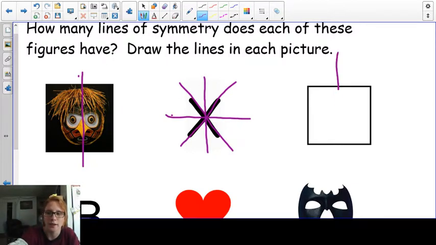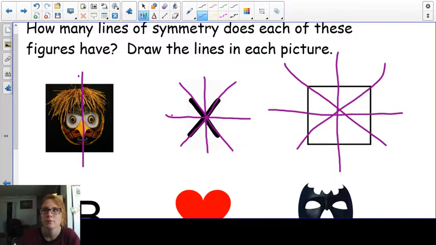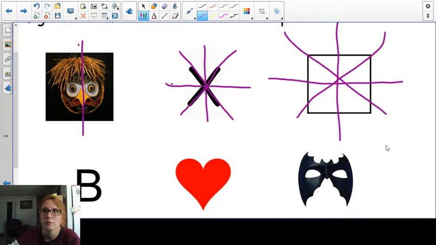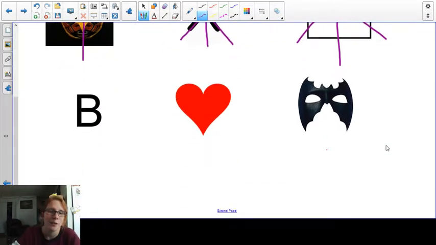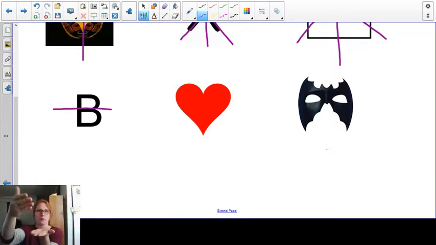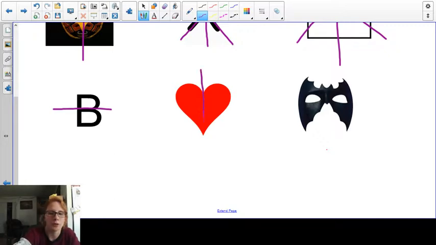My square, I can cut down the middle, and in the diagonals. The letter B, however, can only be cut this way. I'm only going to be able to fold it in on itself. My heart, if you remember from drawing these in grade school, we fold that piece of paper in half, then draw the half of the heart, and then we cut it out, and you have a whole heart. And likewise with this mask, I can only cut it down the middle. So those last only have 1 line of symmetry.